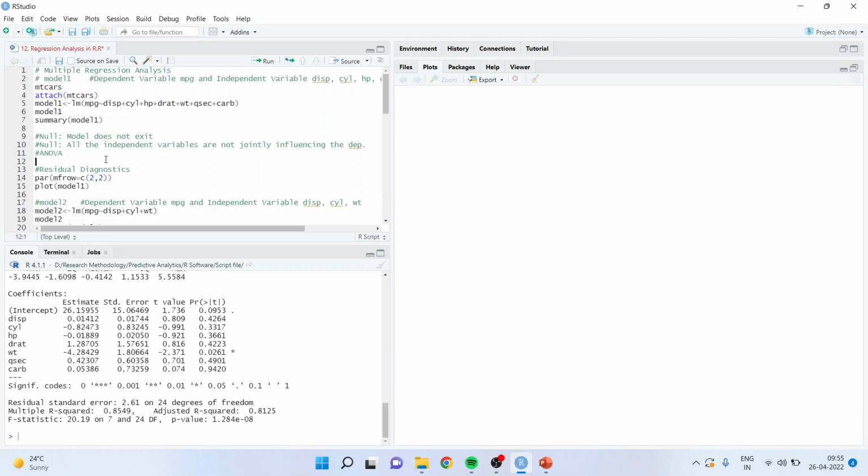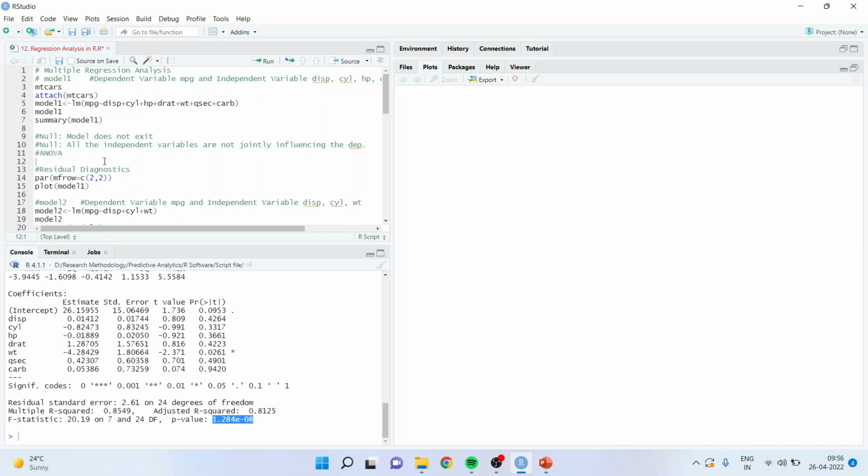So what is the thumb rule? The thumb rule is if the p-value is less than 0.05, we reject the null hypothesis. The desirable outcome is that we reject the null hypothesis, and you can see here the value is 1.284 e raised to minus 8. It means that it is quite significant. So this is related to ANOVA.